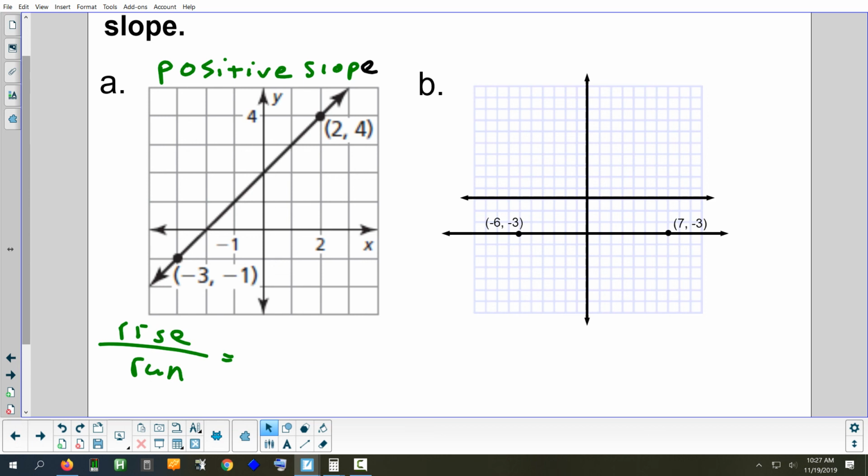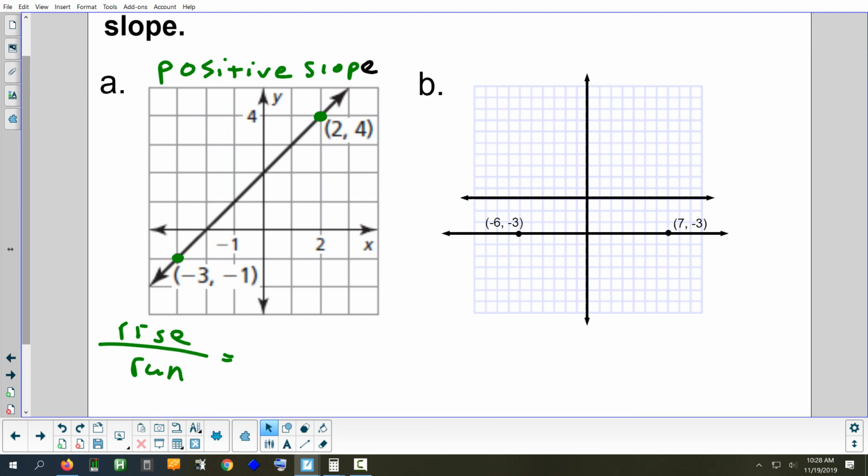Okay? Up or down. In this case, it's going to be up. And run is which way? Left or right. So let's start at this dot and count to that dot. Remember, I always count one of two ways: up and right or down and right. I never count left. It's going to confuse you. Always go up and right or down and right.